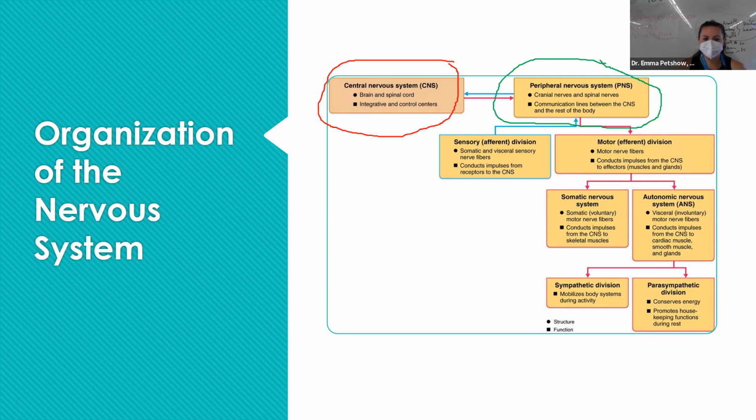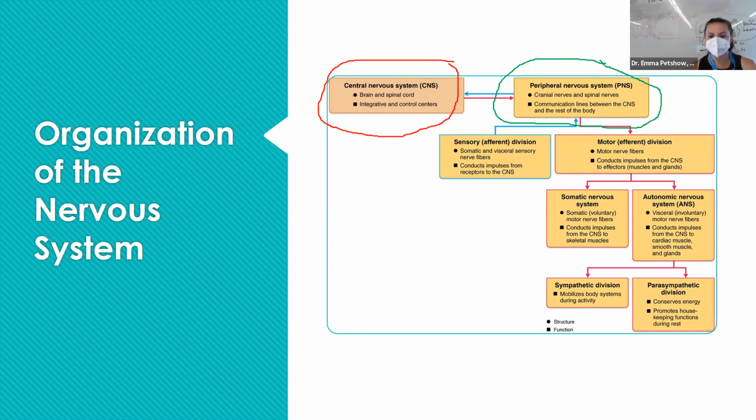This breaks into our sensory or afferent and motor or efferent division. Our sensory afferent division ends here, and it's our somatic and visceral sensory nerve fibers that send impulses from the body to the central nervous system. Versus our motor or efferent division, we see has several other divisions below. So our motor efferent division is our motor fibers that conduct impulses from the central nervous system to the effector muscles and glands.